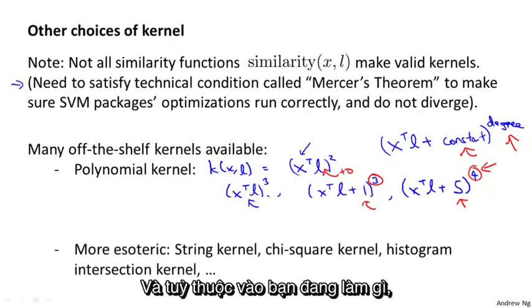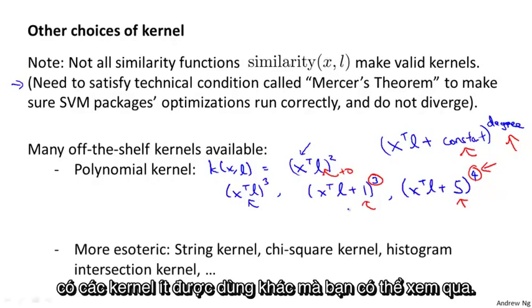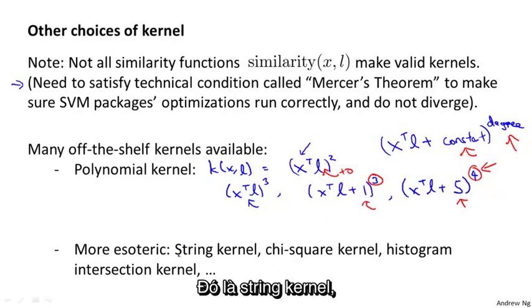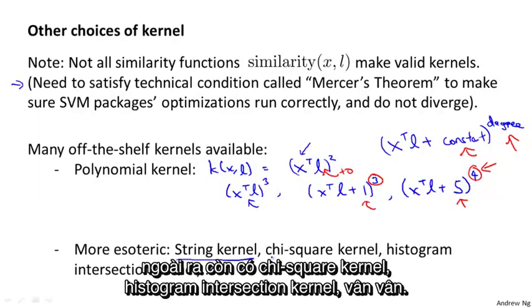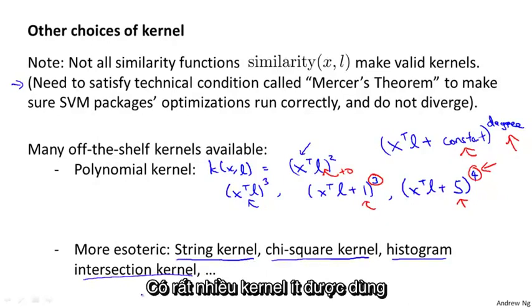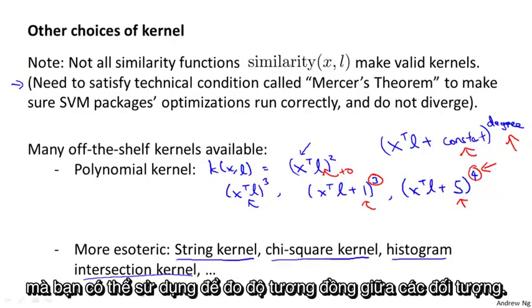And then depending on what you're doing, there are other, more esoteric kernels as well that you may come across. There's a string kernel. This is sometimes used if your input data is text strings or other types of strings. There are things like the chi-square kernel, the histogram intersection kernel, and so on. These are more esoteric kernels that you can use to measure similarity between different objects.